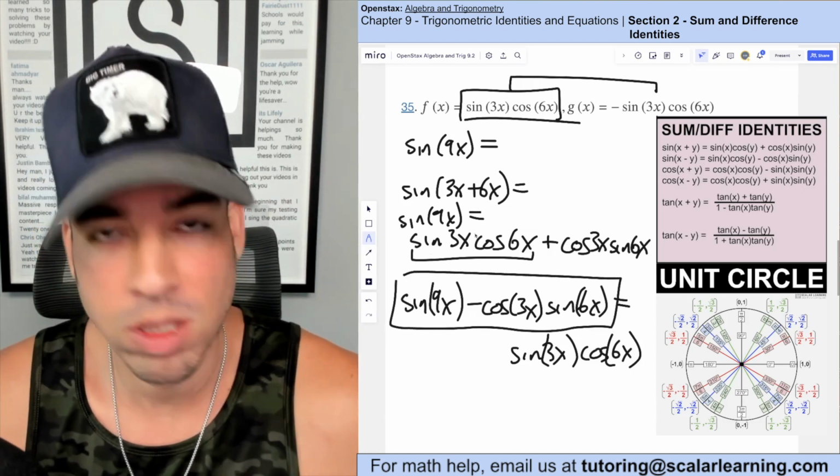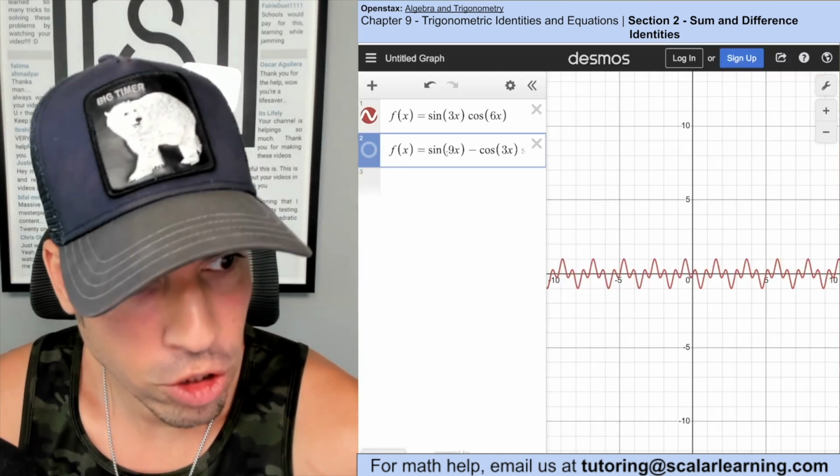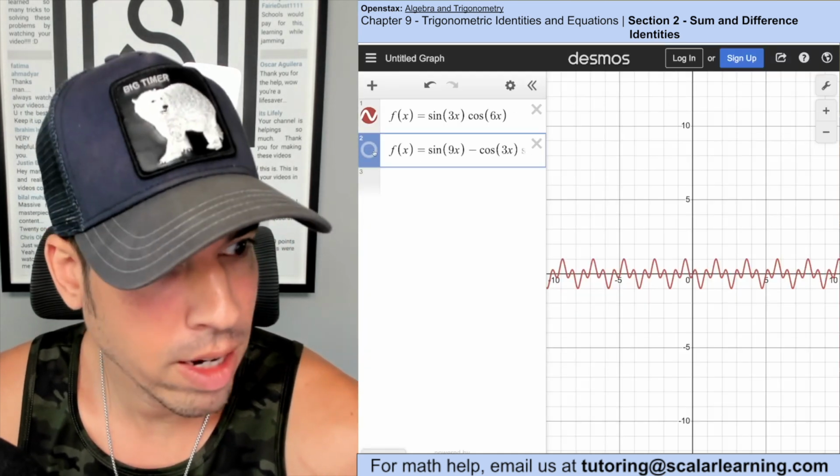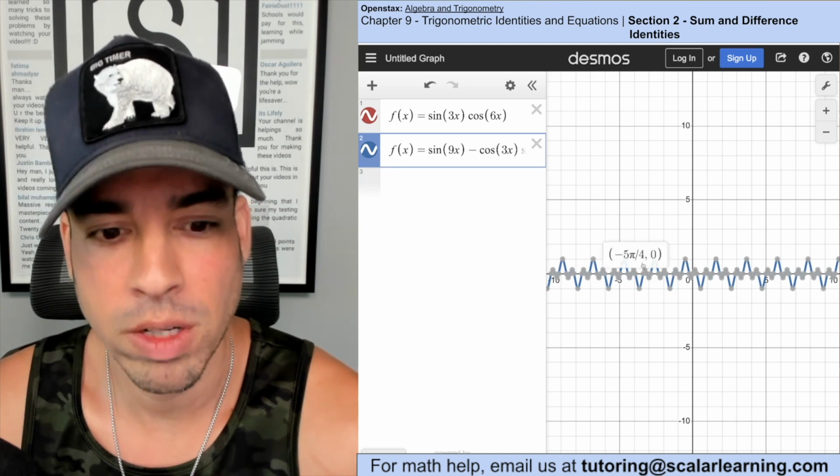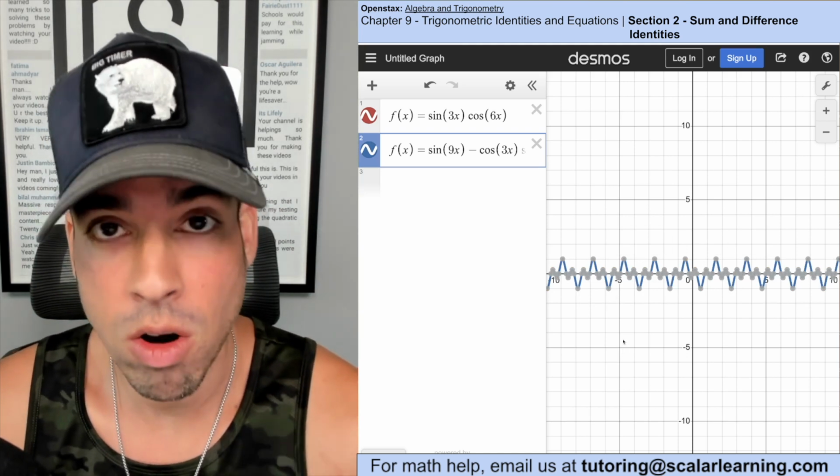Let's graph it in Desmos and check it out. So now here's that original function. Here's what I just derived. And when you look at it, look, it's blue. It's right on top. So therefore, they are indeed equivalent.